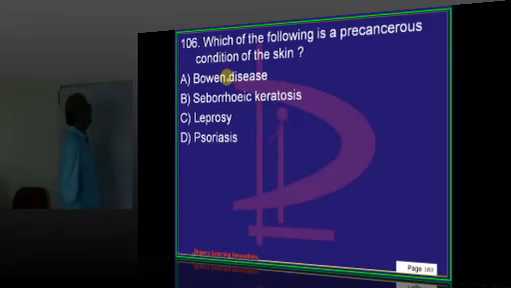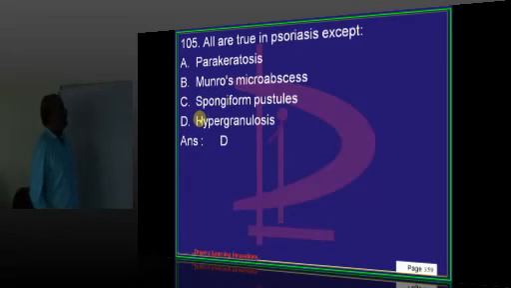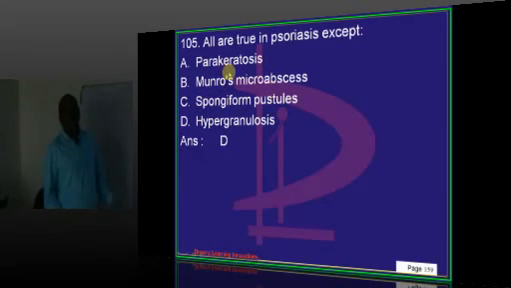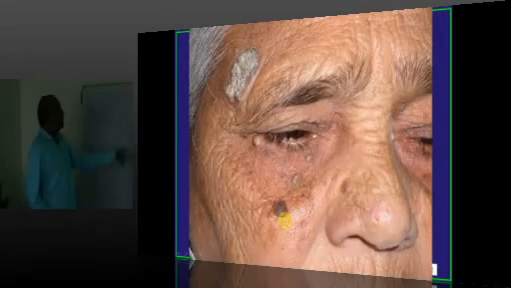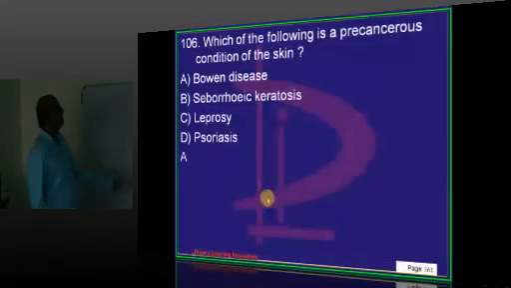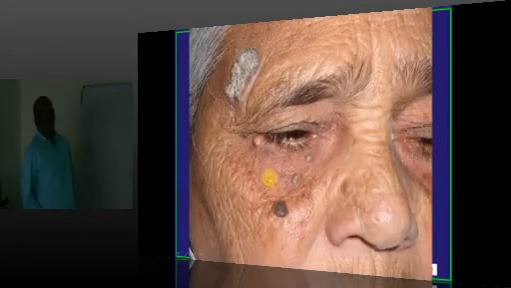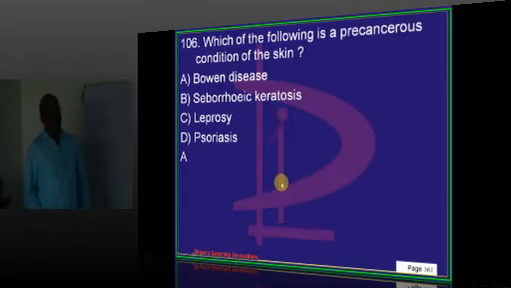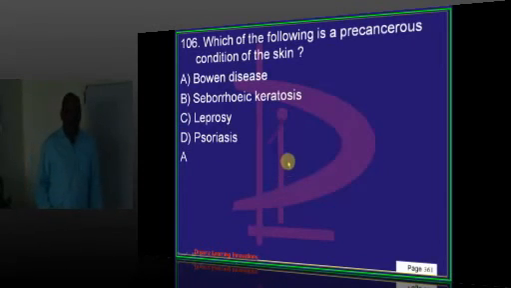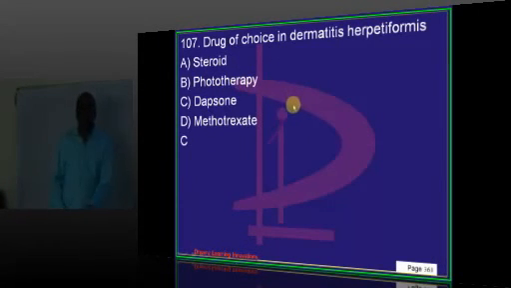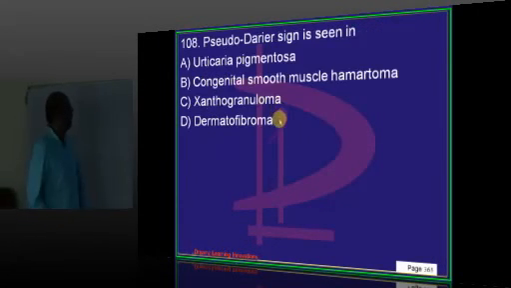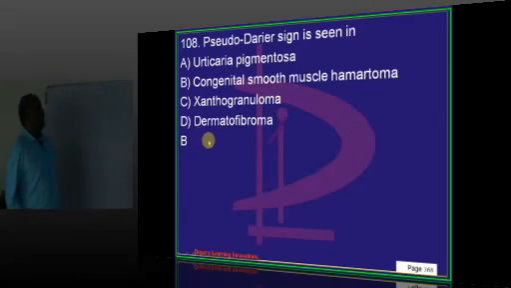In psoriasis, what do you see? Spongiform pustules, Munro's abscesses, parakeratosis, these are all the features of psoriasis. Bowen's is classically considered to be a precancerous lesion, not the seborrheic dermatosis. Seborrheic dermatosis is a feature seen in Parkinsonism, HIV, etc. Dermatitis herpetiformis, we use dapsone. Pseudodiarrhea. Diarrhea is seen in case of urticaria pigmentosa.